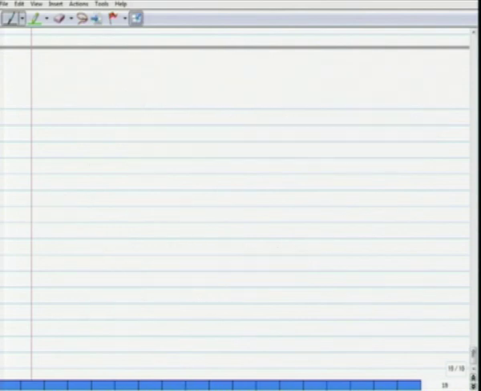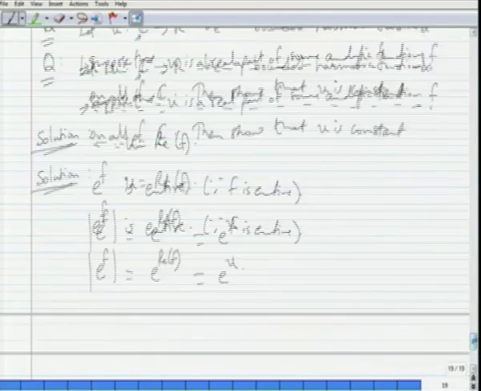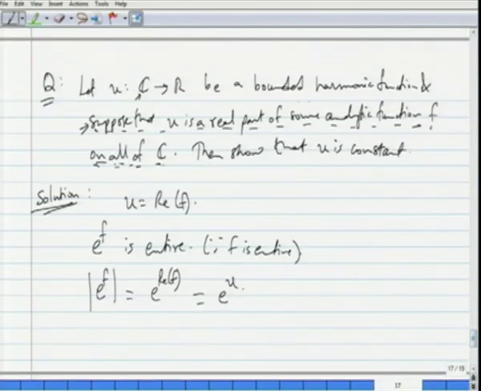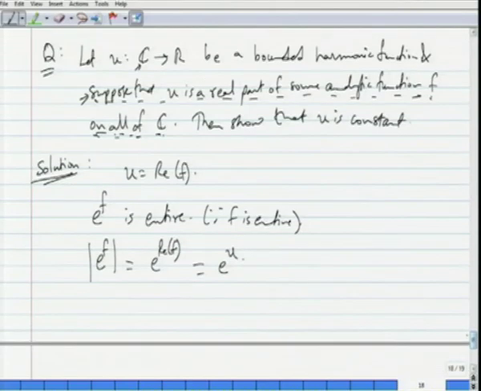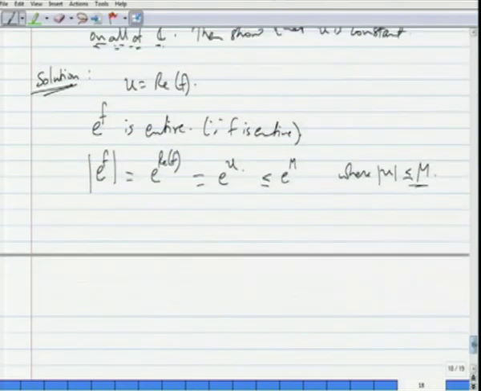Since it is given that u is bounded, this is less than or equal to e raised to m, where u is bounded. So, the modulus of u, or the absolute value of u, is less than or equal to m. It is a bounded function. So, there is such an m. So, e raised to f is a bounded entire function.